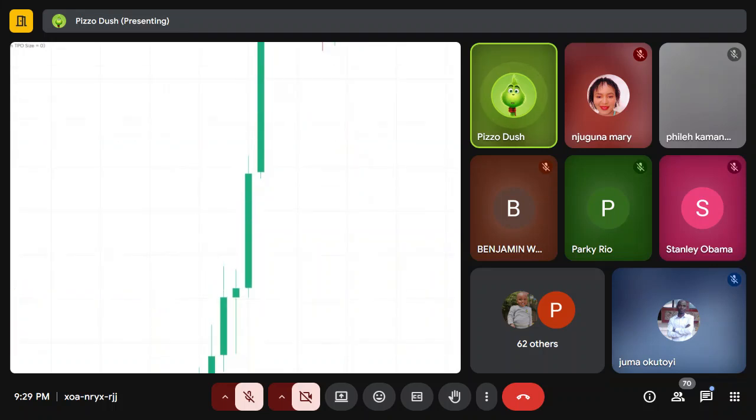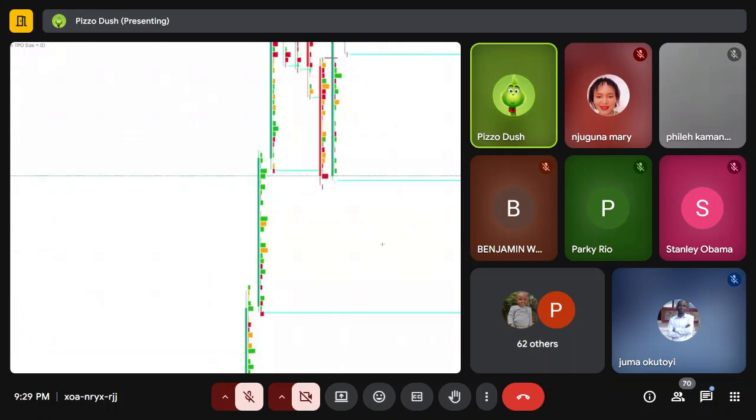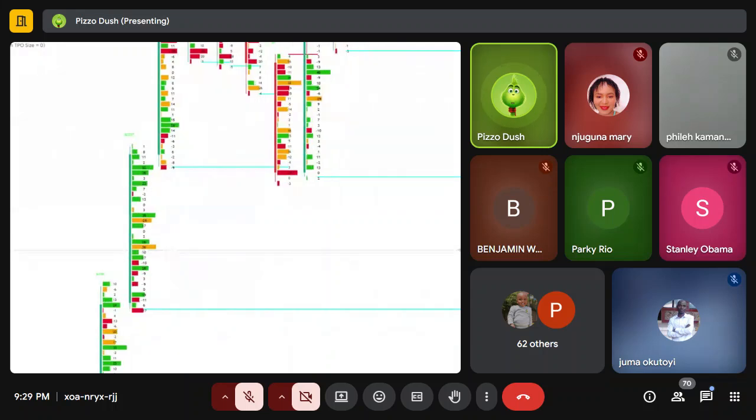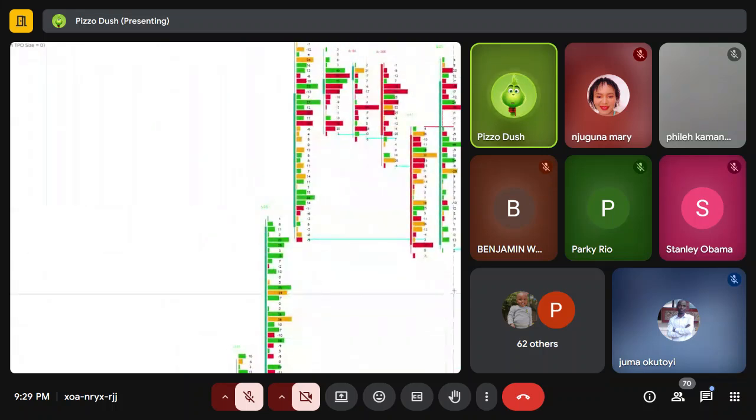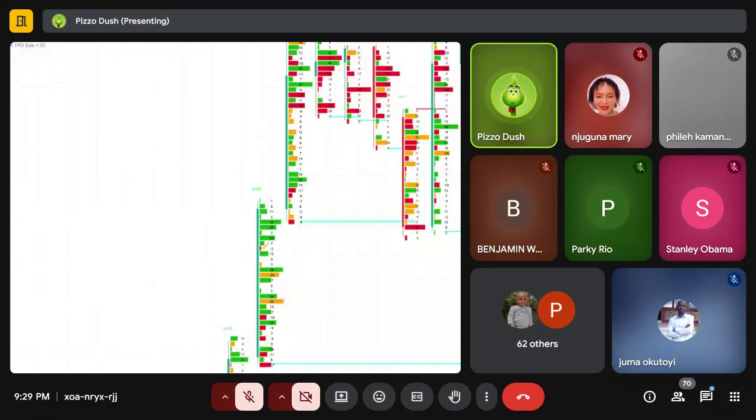See, acha tuone hii mbona ili react hapa juu. It's like hapa juu kulikuwa na a lot of volume. So on this fair value gap, these are bullish fair value gaps, right? So kwa hii bullish fair value gap tunatafuta kwenye kulikuwa na nini? Buyers wengi. So those are fair value gaps there. Fair value gap imefika hapa hivyo.